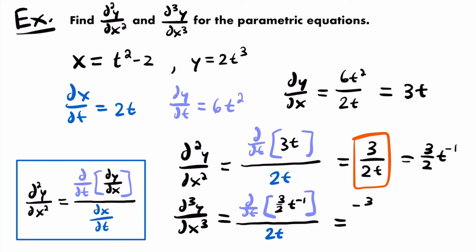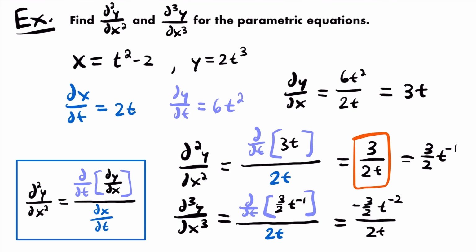So we'll have negative 3 halves times t to the power of negative 2 divided by 2t, right? Negative 1 times 3 halves is negative 3 halves. Subtract 1 from negative 1, and we have negative 2. Okay, so now we just have to simplify this into its simplest form, and then we will have the third derivative of these parametric equations.